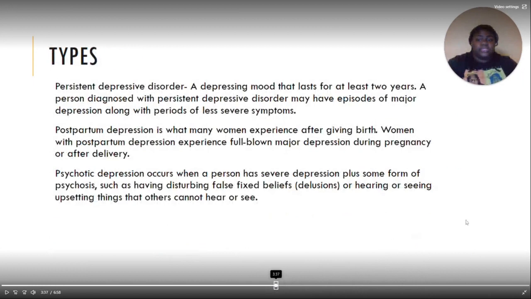And here are some of the types. Again, her posture is straight, looking at her graphics, including postpartum depression and psychotic depression. Keep in mind for students on many college campuses, there are places that you can go if you have any kind of challenges, whether it be depressive disorder or anything else, but those are some of the types.